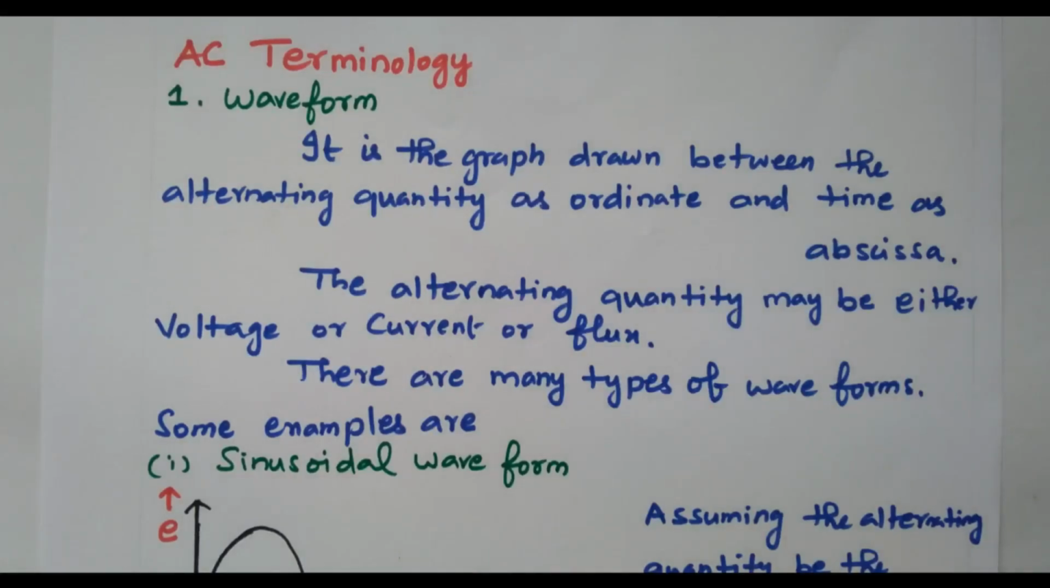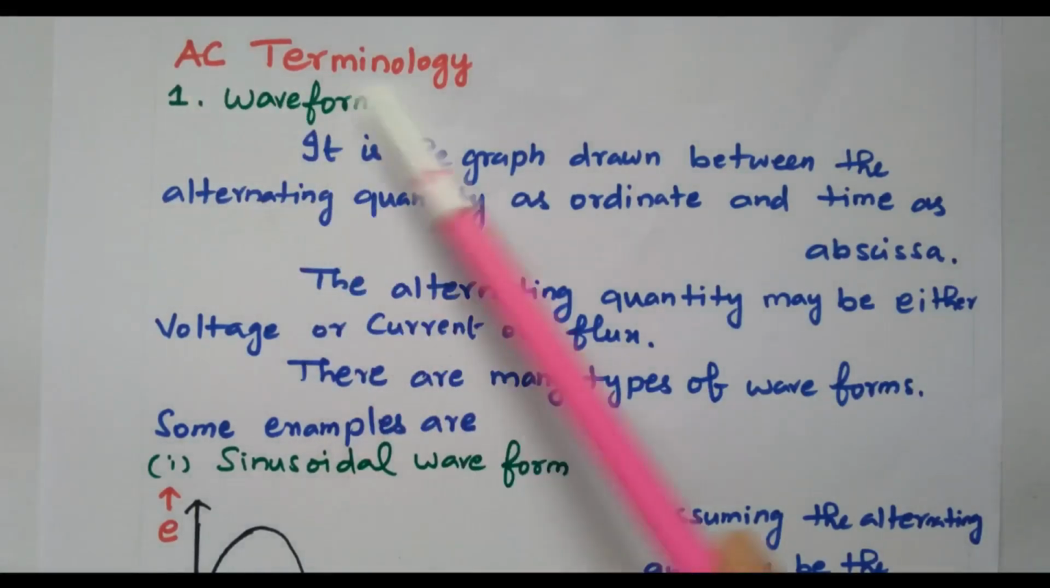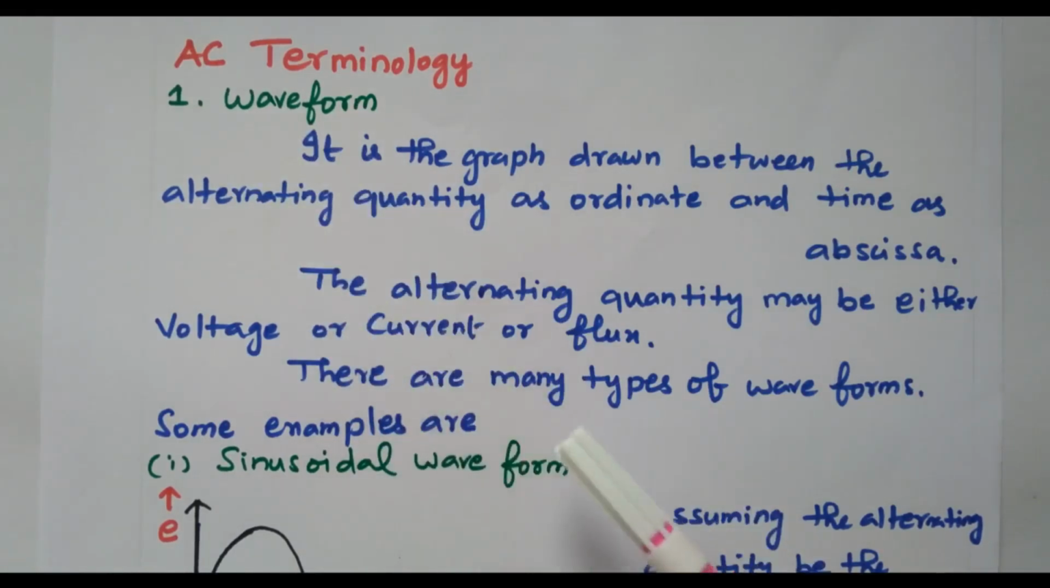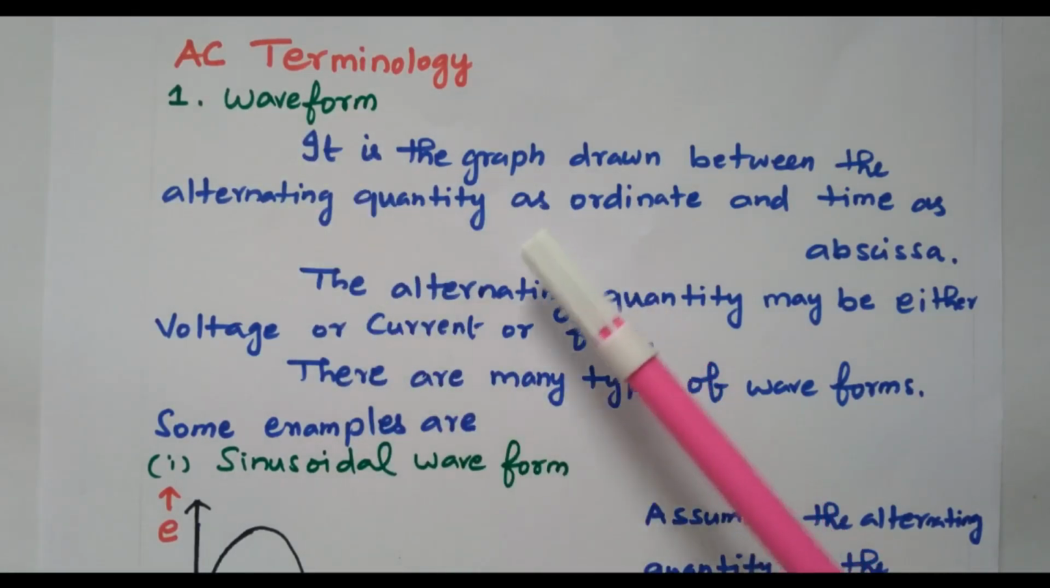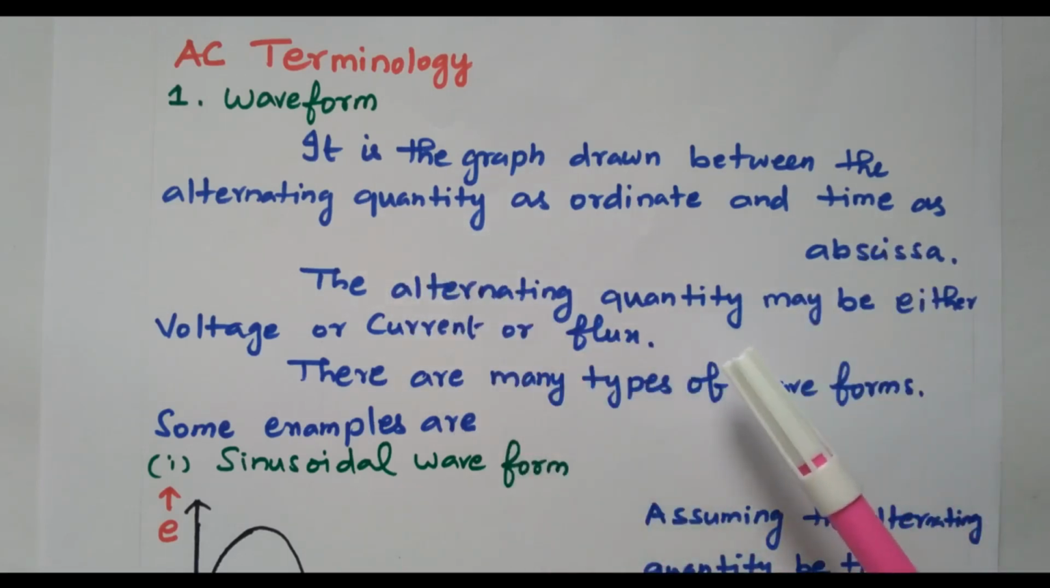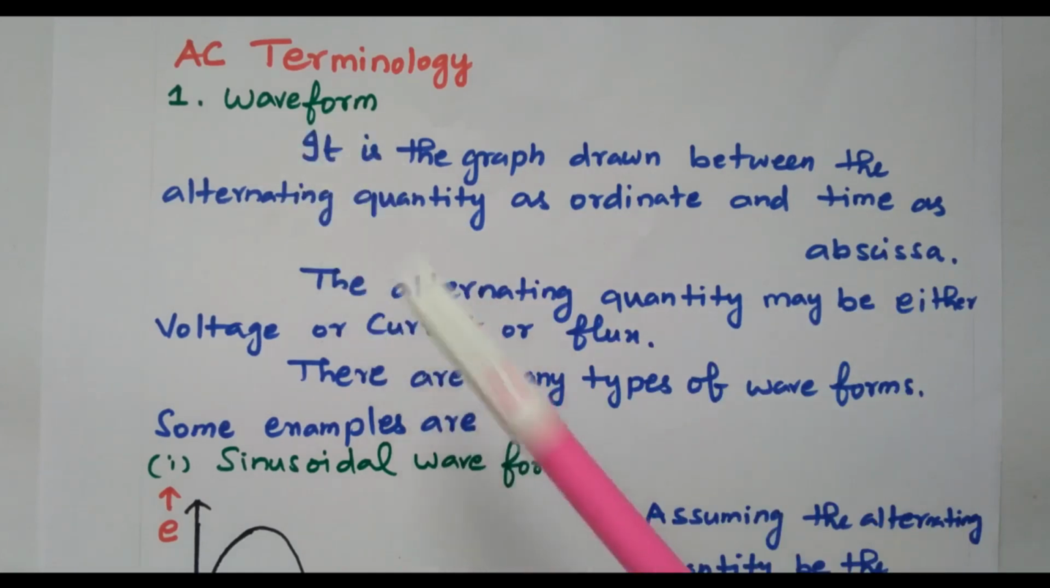Welcome viewers. In this video we'll see the AC terminology. First we'll see the waveform. The waveform is nothing but the graph drawn between the alternating quantity with respect to the time. The waveform is the important term in AC terminology.